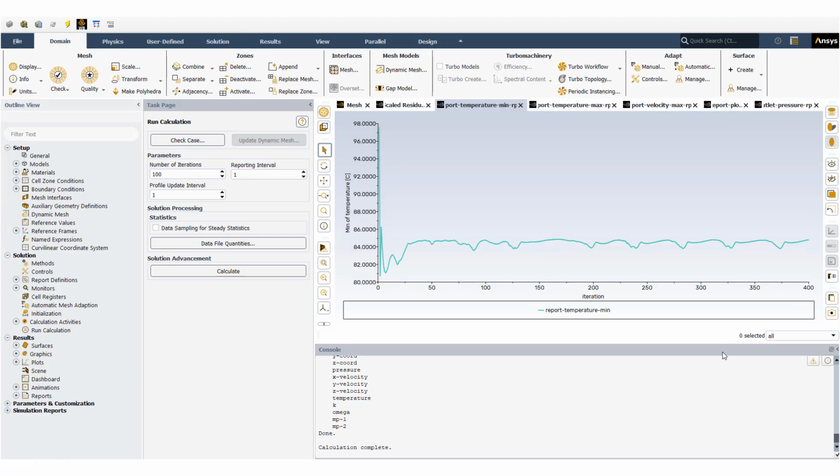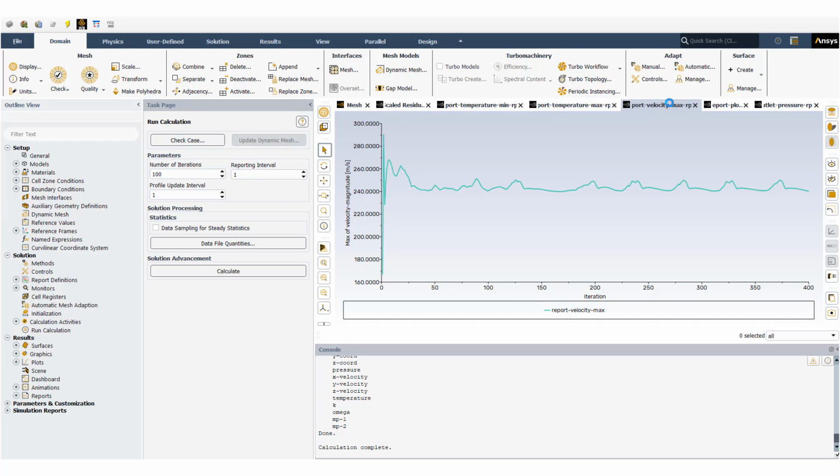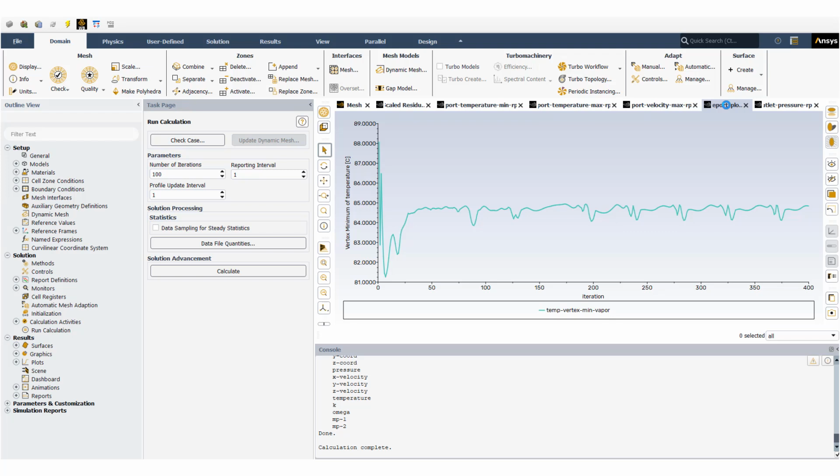I ran the model for a further 200 iterations, and these are the results for 400 iterations. The minimum temperature in the domain is around 84, and the maximum temperature is fluctuating almost between 100 and 101 degrees Celsius. Maximum velocity is 245 to 250 meters per second, and the vertex minimum for the temperature is also about 84.